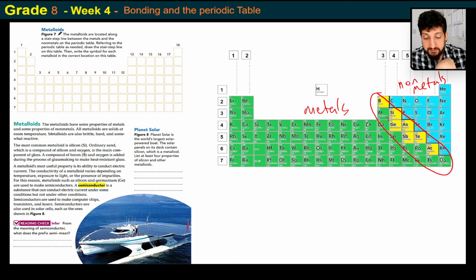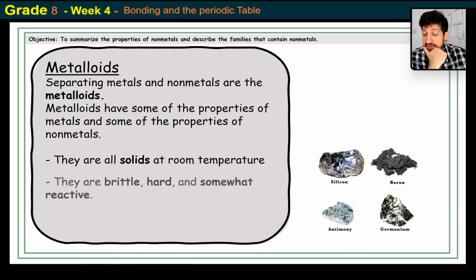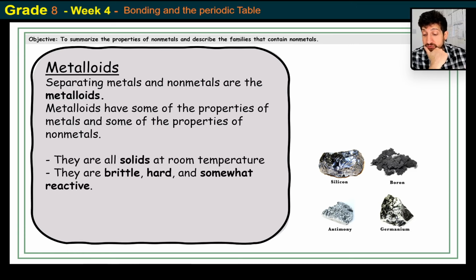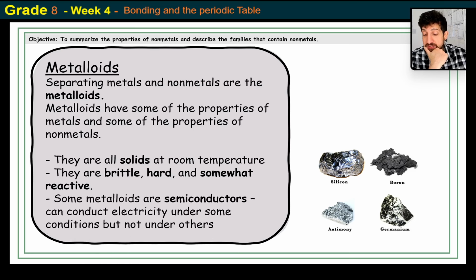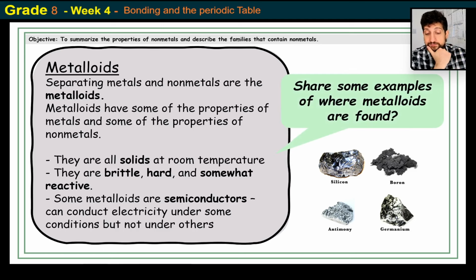Over here. Oh, I suppose it's a metal. It's got a low melting point. Anyway, so they are all solid at room temperature. They are brittle, hard, and somewhat reactive. And some metalloids are semiconductors. That means they can conduct electricity under some conditions, but not under others. So if you pass heat through them, they become a bit more conductive. If they pass electricity through them, they become... So it depends on what the conditions are.